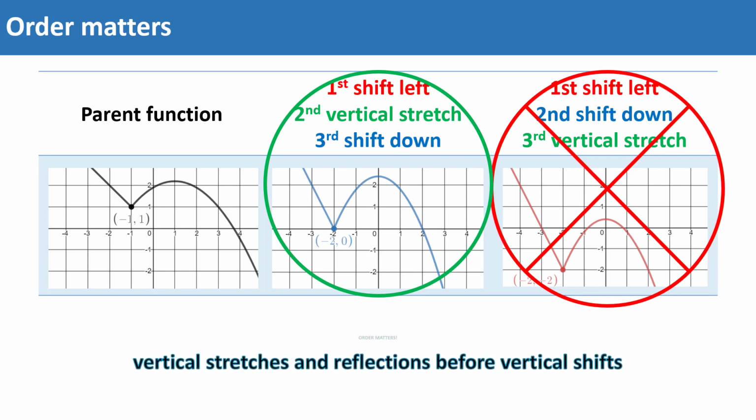Specifically, vertical stretches and reflections are always applied before vertical shifts. This is related to the order of operations. We apply parentheses first, think horizontal shifts, then multiplication, think vertical stretches and reflections, and lastly, addition and subtraction, think vertical shifts. So again, order matters when applying transformations. Vertical stretches and reflections must be applied before vertical shifts. In the next video, you will see how to actually apply transformations to a graph.